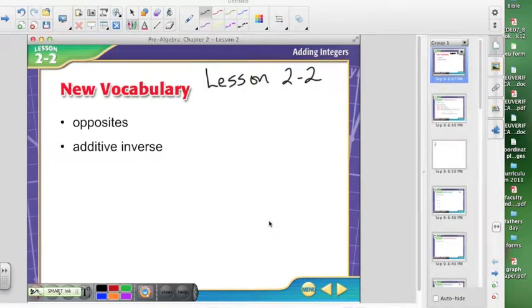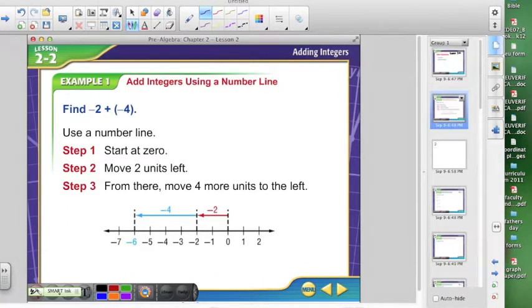Alright, today we're going to be talking about adding integers. First, I want to show you an example of adding integers on a number line. For example, if I gave you this problem, find -2 plus -4. We always will start at 0. First, since it's negative, we're going to move 2 units to the left, as they've shown you here. We're at 1, 2, and then we're going to add another 4 units to the left, going 1, 2, 3, 4, so you end up at -6.